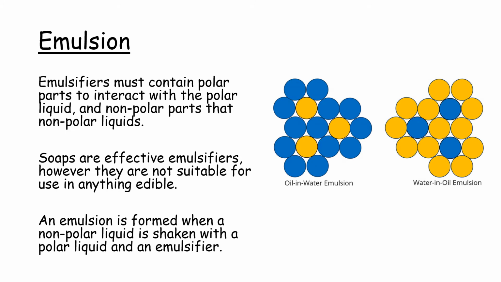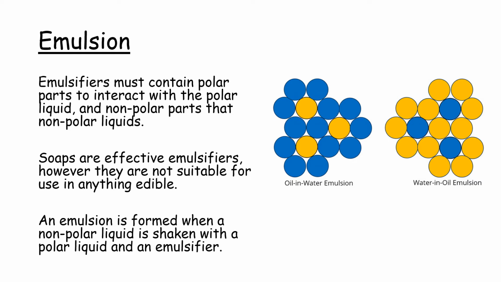Looking at this then, emulsifiers must contain both polar parts, so that they interact with, for example, the polar water, and non-polar parts, so they can interact with the non-polar side, for example oil. Soaps are an effective emulsifier, which is how they are able to clean in water. They interact with the polar water, and then they interact with the non-polar dirt or oil. Although it's very important that emulsifiers are not used for anything that is edible.